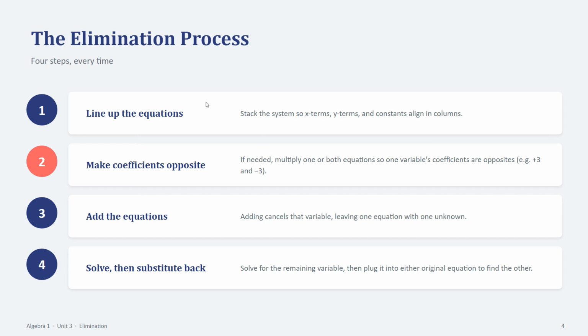The elimination process. The first step is to line up the equations. So you stack the system so x terms, y terms, and constants align in columns.